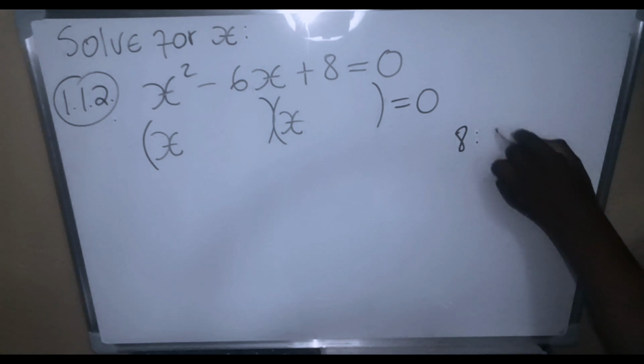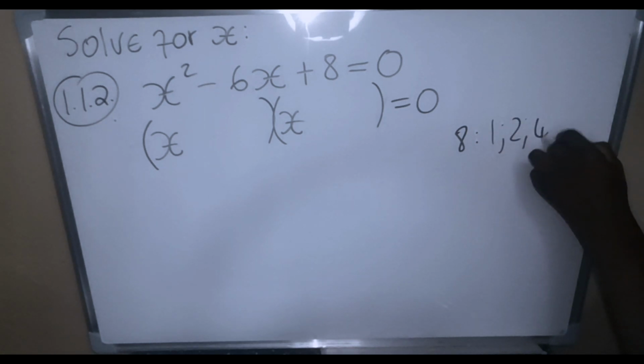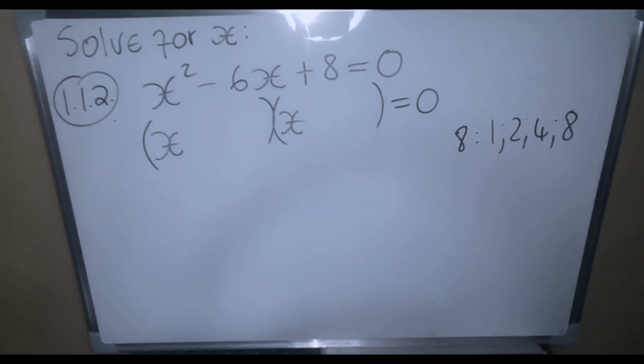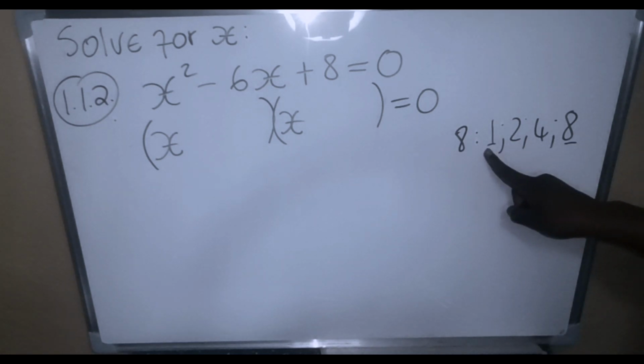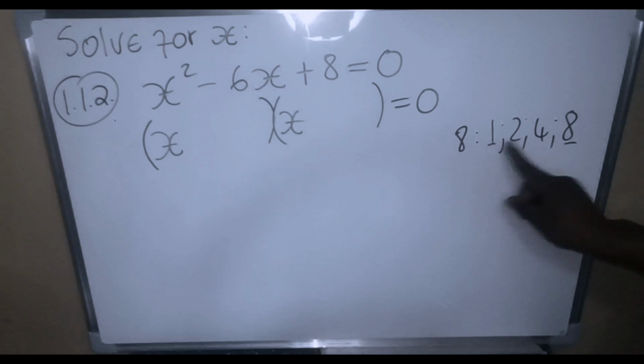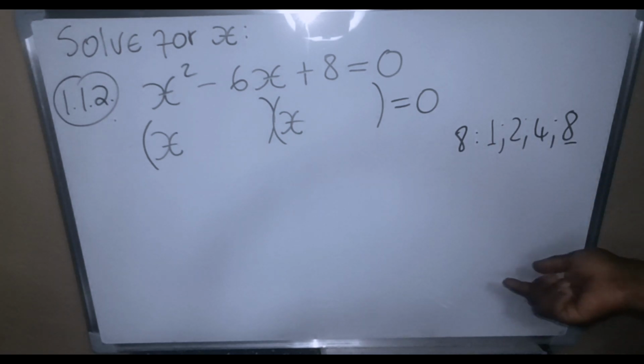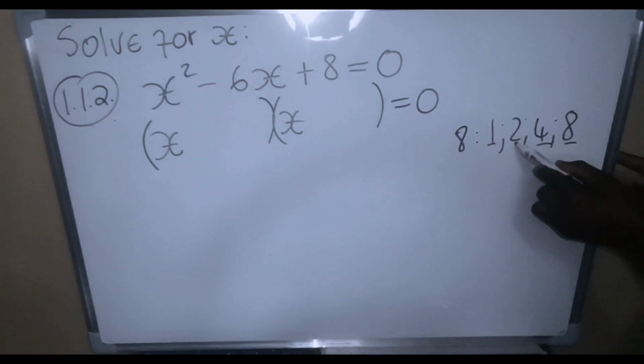Now, what are factors of 8? 1, 2, 4, 8. Then you can start with 8 and 1. I get 8 times 1, 8 here. But 8 plus 1 is not 6. 8 minus 1 is not 6 either. You can come with 4 and 2.